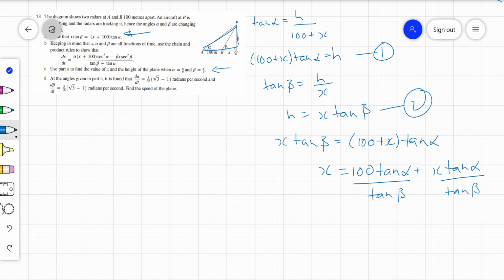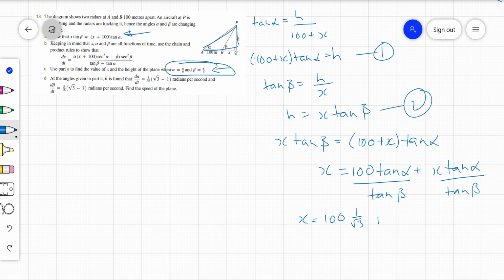Use part A to find the value of x and the height of the plane when alpha is pi on 6 and beta is pi on 4. Well, let's sub that in. If I go back to here, I would get 100 tan alpha, so that's tan 30, which we know is 1 on root 3, over tan 45, which is 1.